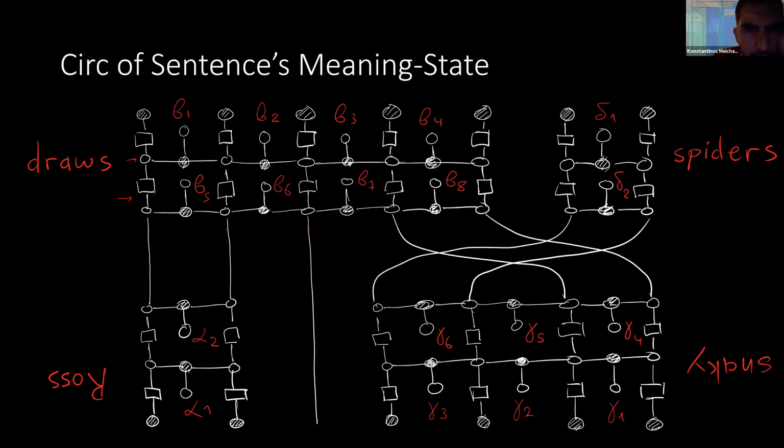These 8 thetas. Ross has 2 parameters, alpha 1, alpha 2. Spiders gets 2 parameters, delta 1, delta 2, and so on. So this is the quantum circuit specifying this sentence. It prepares the meaning, the semantics of this whole sentence on this 2-dimensional single qubit wire. This is the S wire, and every wire here carries exactly one qubit.